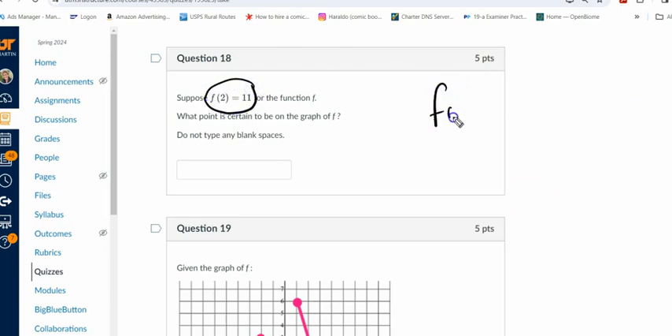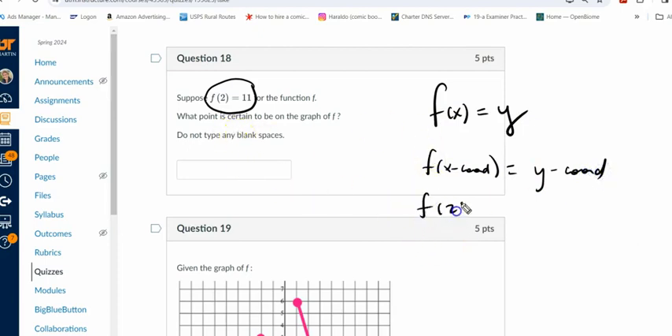Okay. Now, suppose you're told that you have a function and that f of 2 is equal to 11. Well, again, you see this enough times and eventually you'll remember it. F evaluated at the x coordinate is equal to the y coordinate. And so if f of 2 is equal to 11, then my point has x coordinate 2 and y coordinate 11. Okay, so the answer to this specific question is the point 2, 11, no spaces.